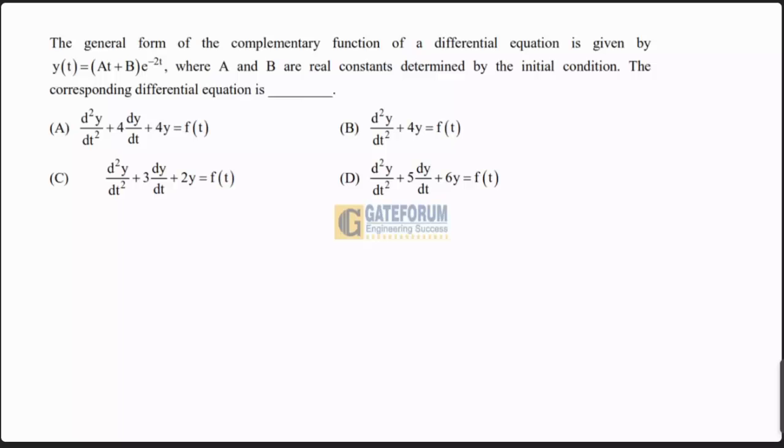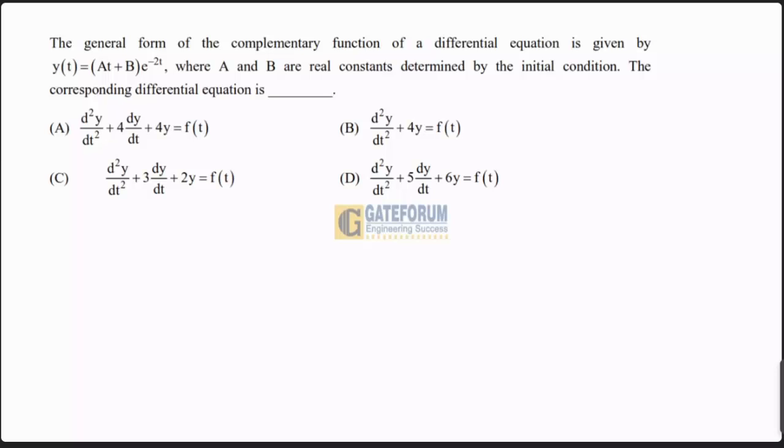The question is, the general form of the complementary function of a differential equation is given by y of t is equal to (at plus b) into e power minus 2t, where a and b are real constants determined by the initial condition. The corresponding differential equation is, 4 options A, B, C, D given. This is from engineering mathematics, from the topic differential equation, subtopic higher order linear differential equation with constant coefficients.